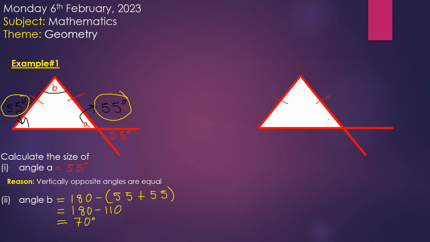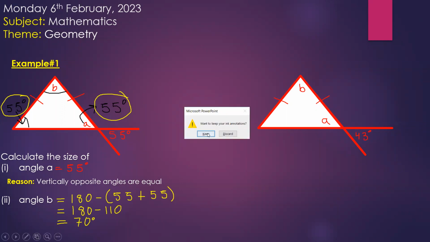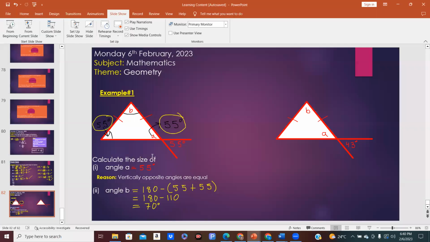Good. This is angle A. And let's say that this is 43 degrees. And let's say that this is angle B. So what I want you to do is calculate the size of angle A and angle B.